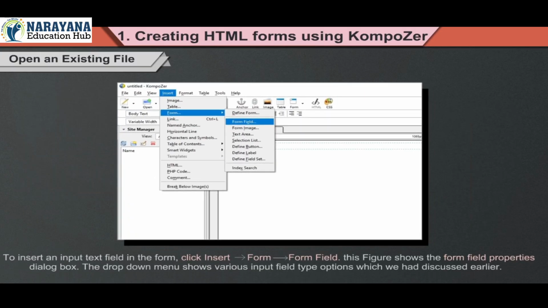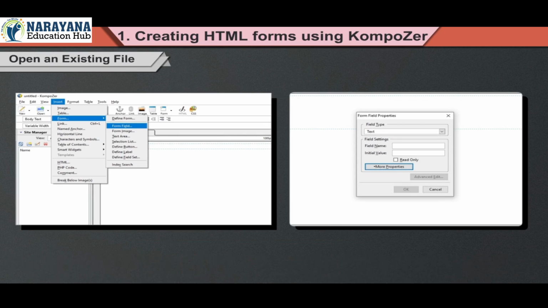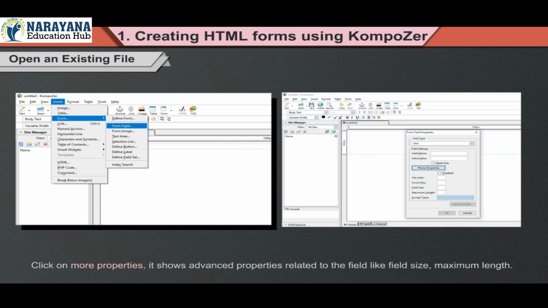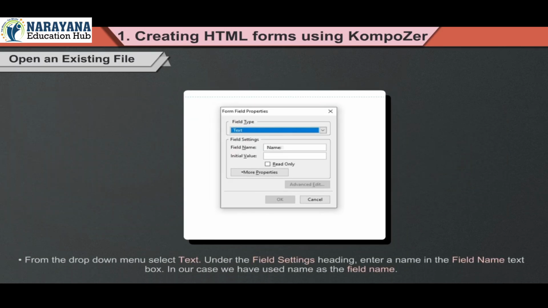To insert an input text field in the form, click Insert, Form, Form Field. This figure shows the Form Field Properties dialog box. The drop-down menu shows various input field type options which we had discussed earlier. Click on More Properties. It shows advanced properties related to the field like field size, maximum length. From the drop-down menu, select Text.